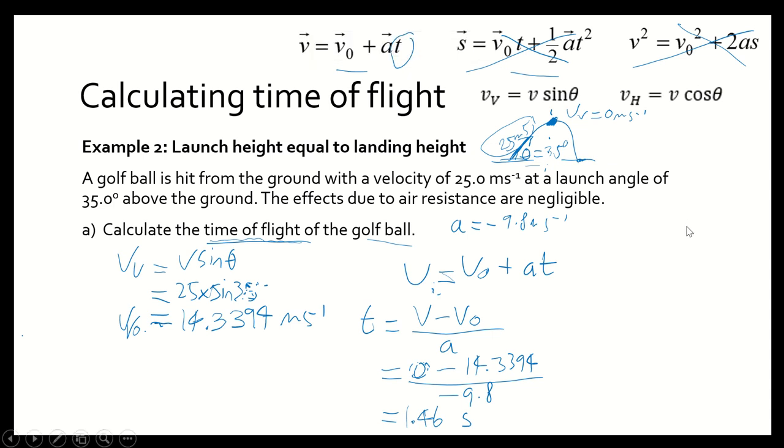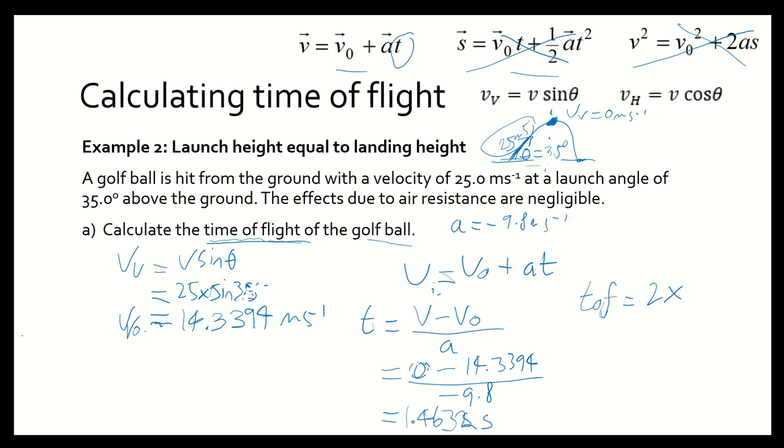So that's how we find the time of flight to the top of its peak. Now, to find the total time of flight, which I often do as TOF, it's going to be 2 lots of that. And actually, I shouldn't have rounded it. That's my fault. So really, it's 1.463.